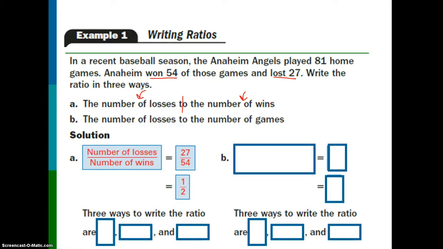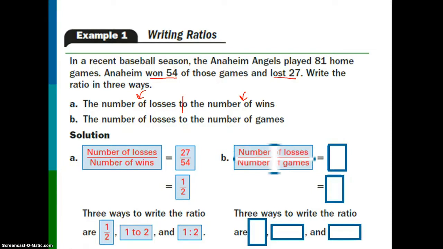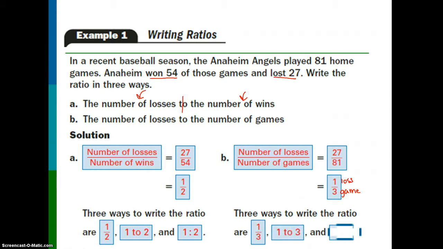For part B, we write this 3 ways. Remember, as a fraction bar, using the word to, and with a colon. For part B, we take the number of losses to the number of games. There were 27 losses in 81 games. So 1 out of every 3 games was a loss. You think about it that way. This was the total number of games. We can write it as a fraction, using the word to, and with a colon.